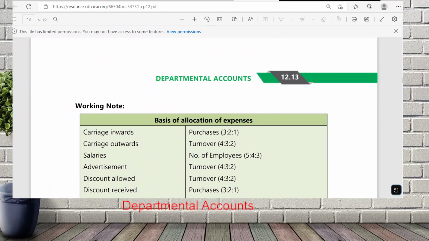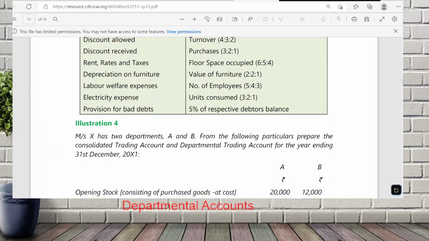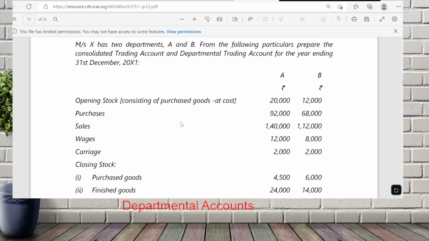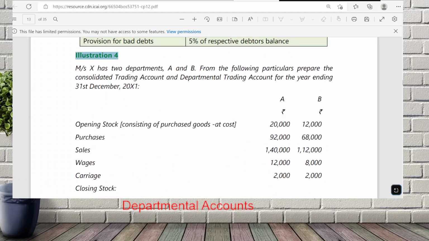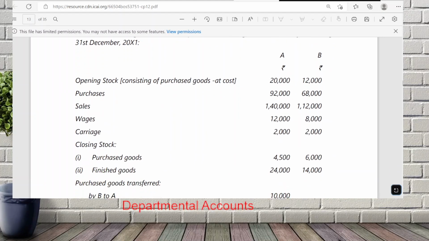This model is nothing but our question number 1. Go to this. Look at Illustration number 4. Mr. X has two departments, department A and B. From the following particulars, prepare the Trading and P&L account for the year ending. Opening stock, purchases, sales, wages, carriage are given, then closing stock is given.